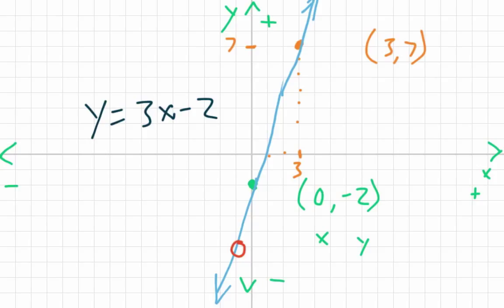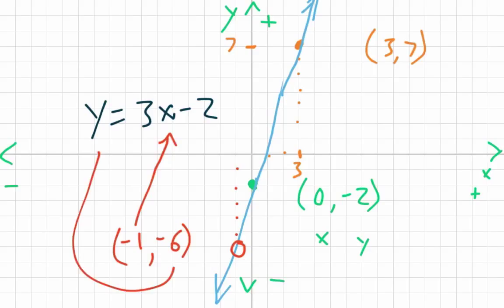So if we want to figure out if this point here fits, that point is 1 to the left of my x-axis, so that'll be a negative 1 for my x value. And the y value is down 1, 2, 3, 4, 5, 6, so a negative 6 for y. You with me? So if negative 1, negative 6 is a solution to that equation, if it's on the line, we should be able to put a negative 1 in there for x, and my y value should end up being the negative 6.